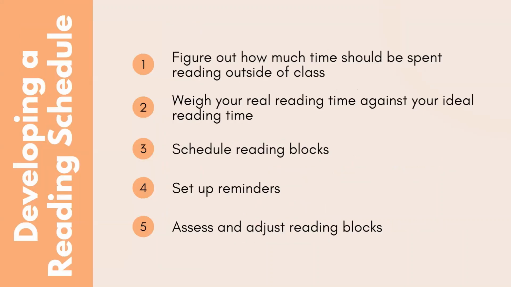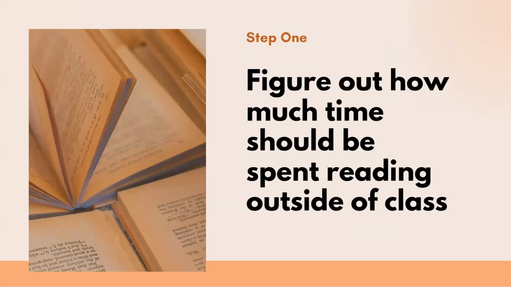So the 5 steps that we're going to be going through for developing a reading schedule. First is to figure out how much time should be spent reading outside of class. Next is to weigh your real reading time against your ideal reading time. Third is to schedule your reading blocks. Fourth is to set up reminders for those reading blocks. And fifth is to assess and adjust reading blocks. So we're going to go through this process step by step. Let's start with step 1, which is figuring out how much time should be spent reading outside of class.